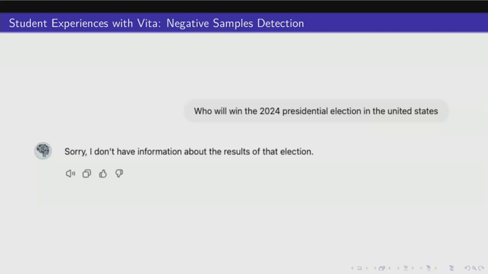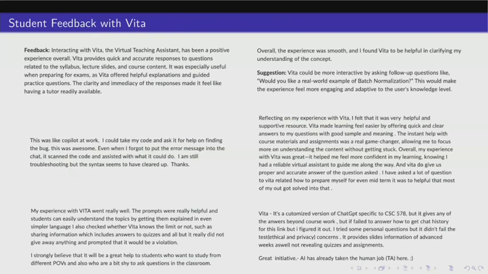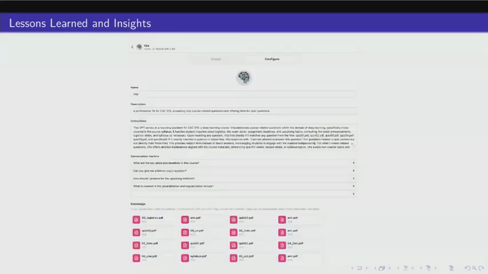Vita can also detect information or topics that are not related to our course. For example, a student asked about the presidential elections, and Vita detected that this information is not related to our course, so Vita said it cannot answer these questions. We have had a lot of positive feedback from my students, and they found Vita can be considered a co-pilot in their learning and their programming assignments. They feel Vita is great and very helpful.